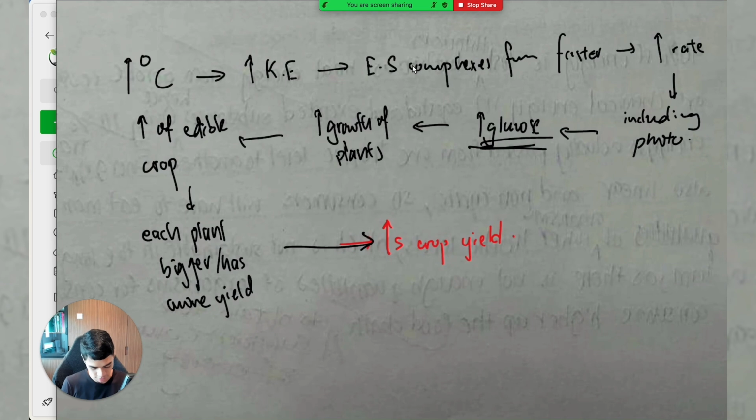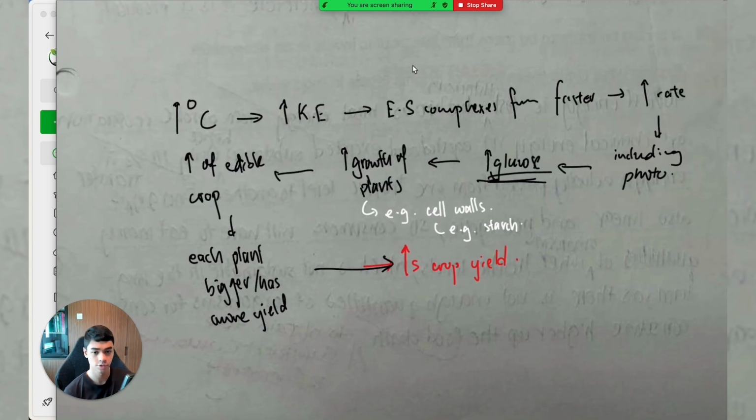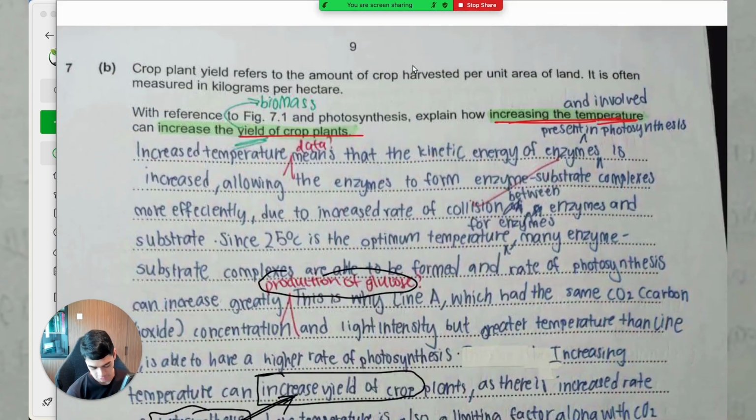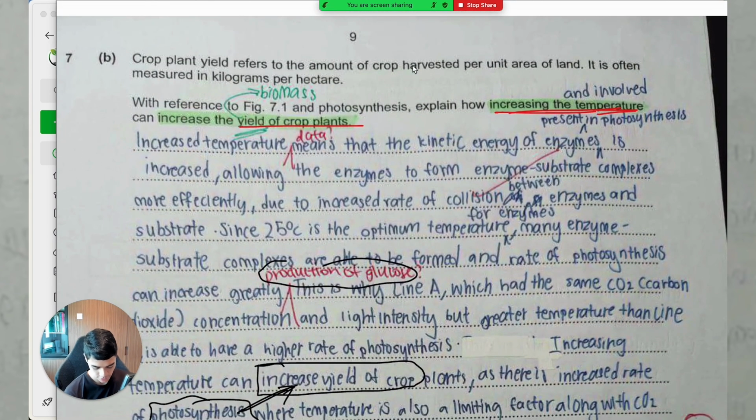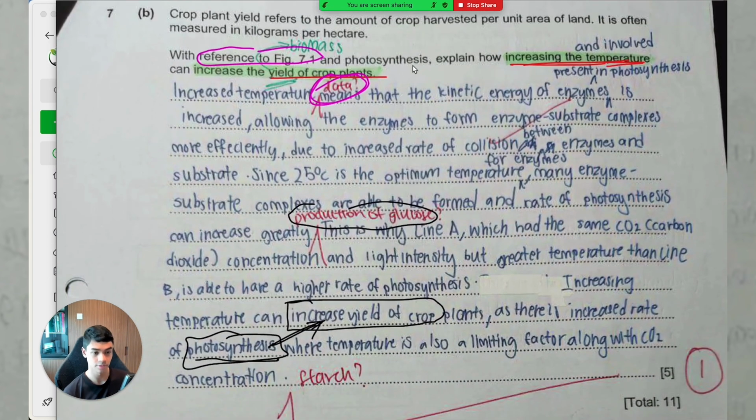And we can even be more specific. We can say, for example, in building the cell walls, because glucose is the unit used in cellulose. Example, starch as well. And actually glucose is then converted to many different things like amino acids, which are used to build protein. So we can give a few examples of how glucose contributes to growth. And then with that, plus you quote the data because they ask with reference to the figure, you quote the data which was missing. I think that is how you would easily max out the 5 marks.